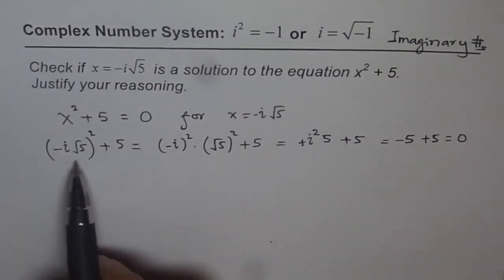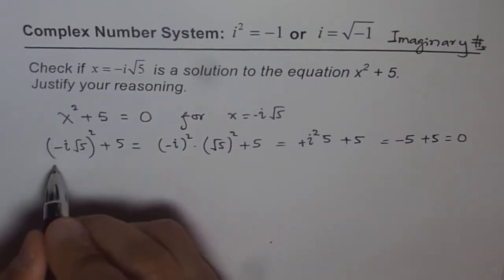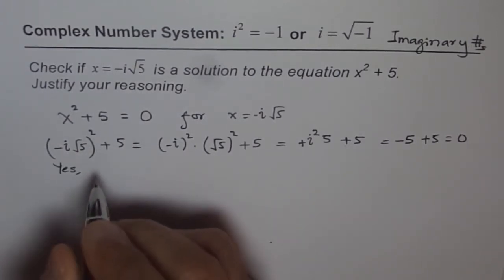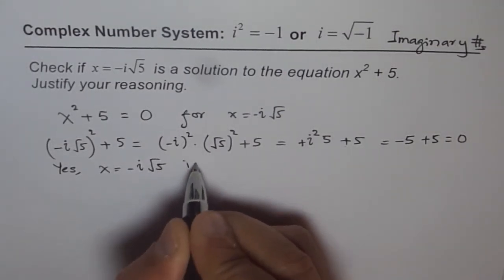So therefore indeed this is a solution. Now since this is equal to 0, we can say yes, x equals -i square root 5 is the solution, right?